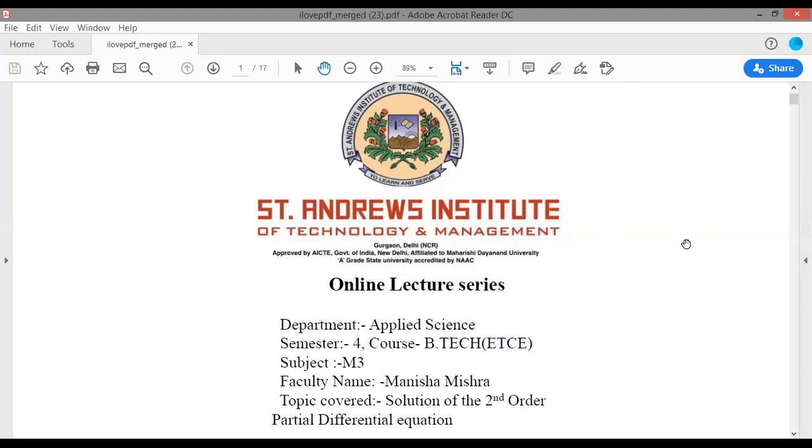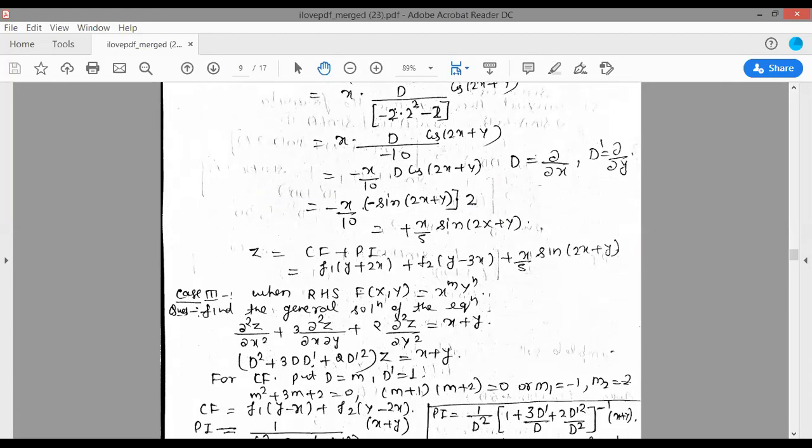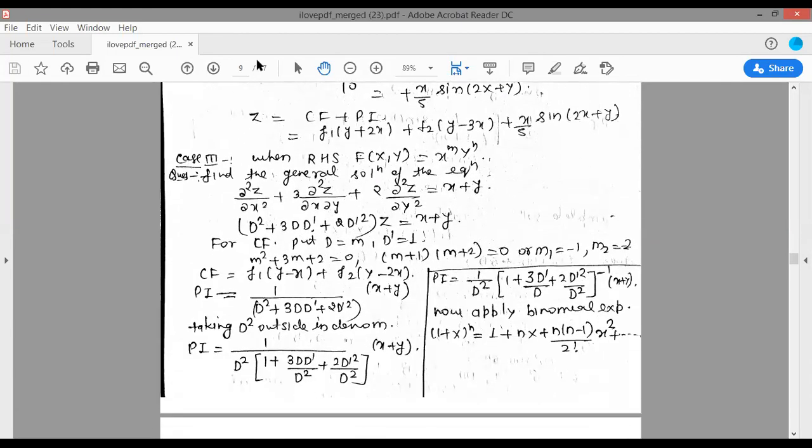Right, so I will discuss the topic: solution of the second order partial differential equation. I have already told you about one or two cases related to the solution of this partial differential equation. So our another case will be case third. Let's see our case third here.